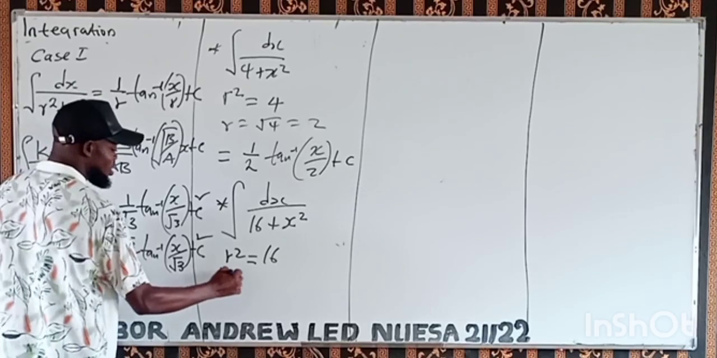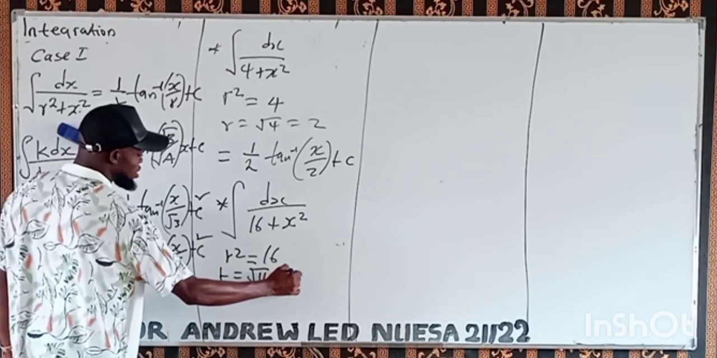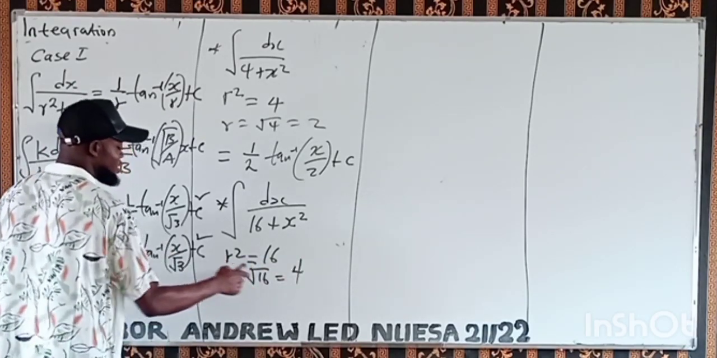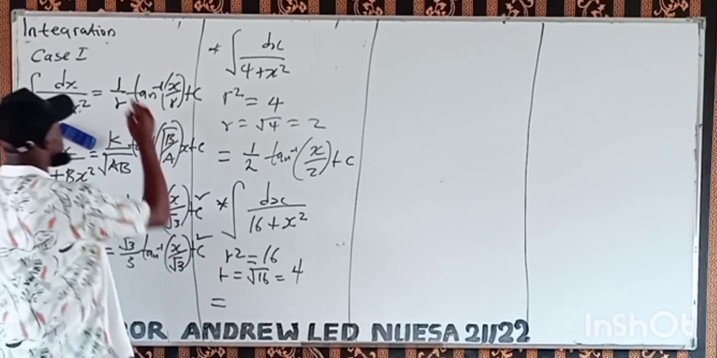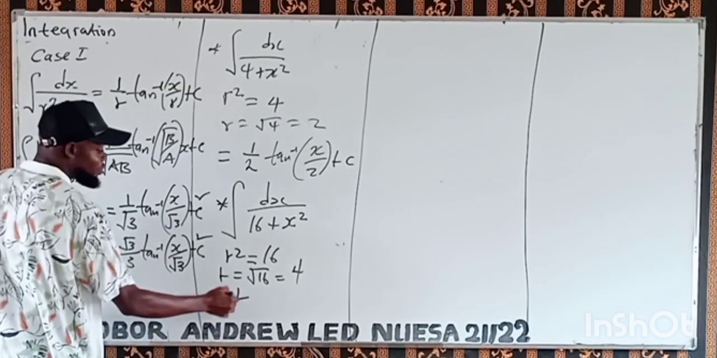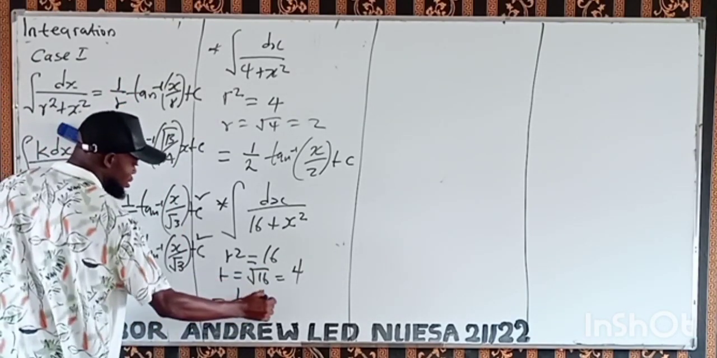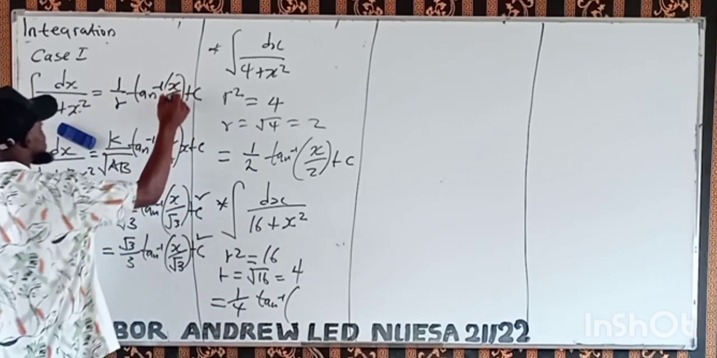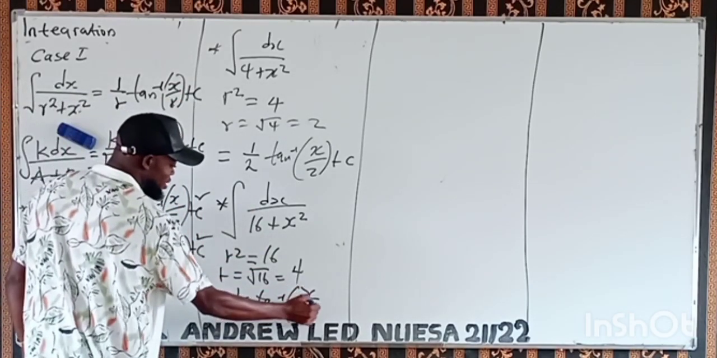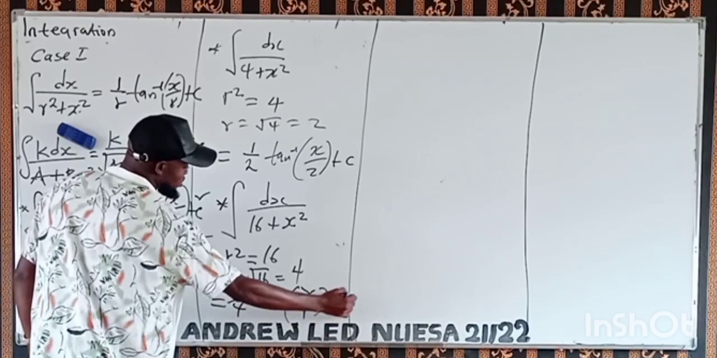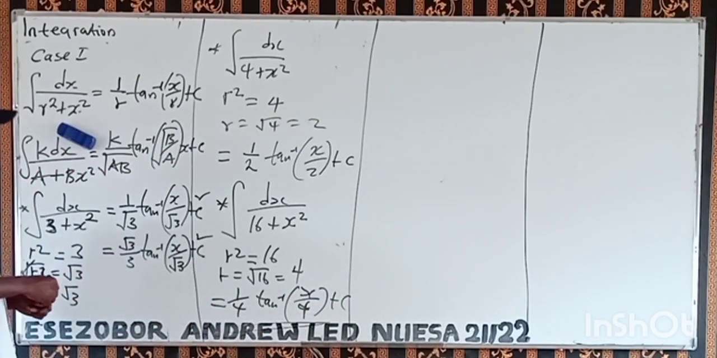So that our r will now be equal to 16, which is 4. That's the square root on both sides. Then the final answer will be 1 over r, 1 over 4, tan inverse of s over r, s over 4, plus c. That's how we do it.